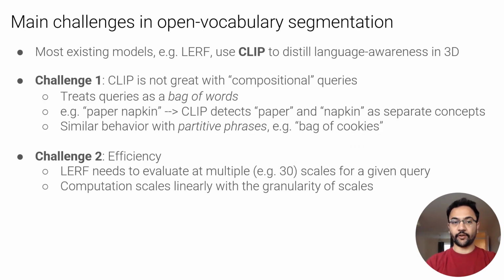Most methods for open vocabulary segmentation use CLIP to distill language awareness in 3D. However, CLIP can struggle with compositional queries. For example, for the query paper napkin, a CLIP-based model may detect paper and napkin as separate concepts. Most of these models are also inefficient. For example, LERF needs about 30 evaluations per given query, and this grows linearly with number of scales.